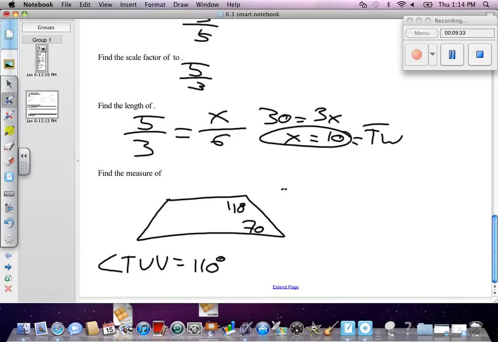Okay, you guys almost ready? And we'll switch to the next page. This plus this is 180, right? And I know that this has to be the same as this. The angles have to be.